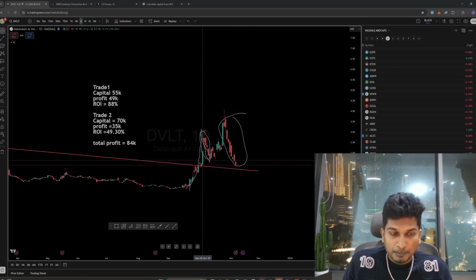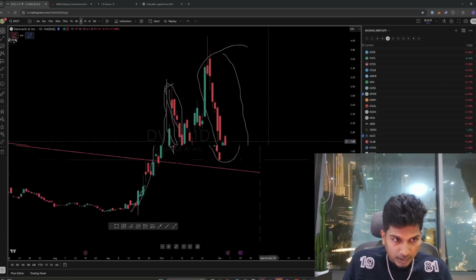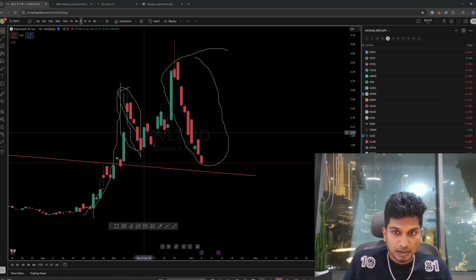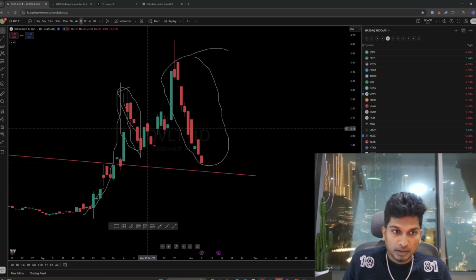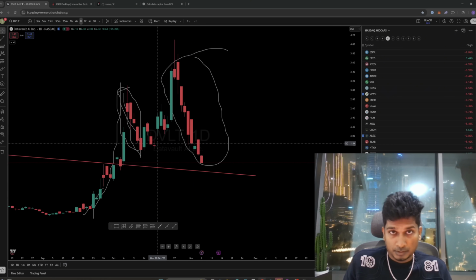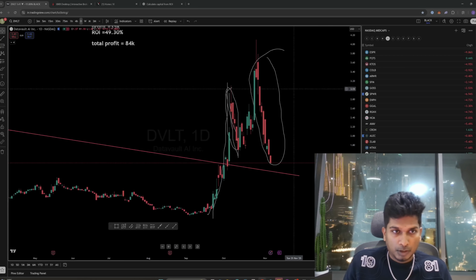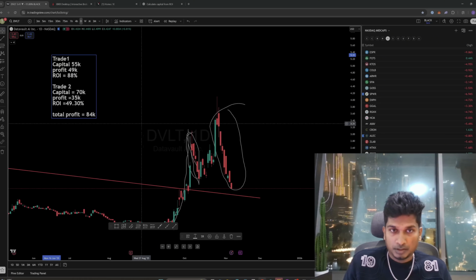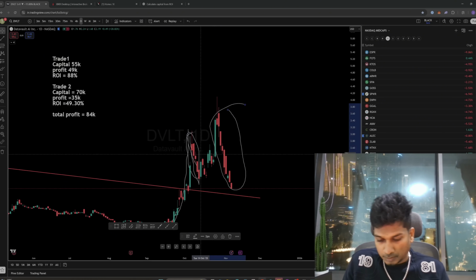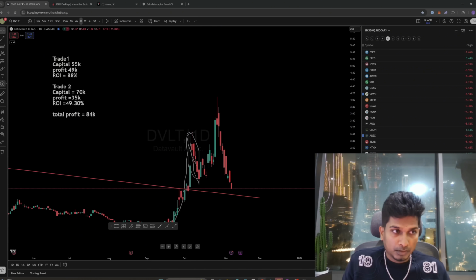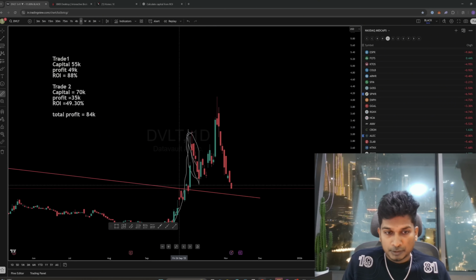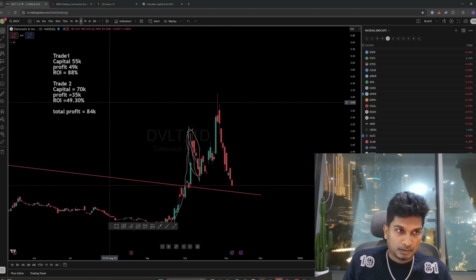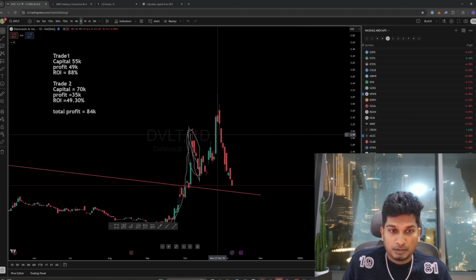So this one, what I did, I bought it right after this huge candle, somewhere around here, not exactly at the top, but around $2. I bought it, and for the next 3 days it went down. I was in a loss. How much did I deploy in this? I invested around $70,000 in this trade. After 3 days of waiting, I was in a loss. Obviously my stop loss was the swing low, and what happened, it just went up very nicely.